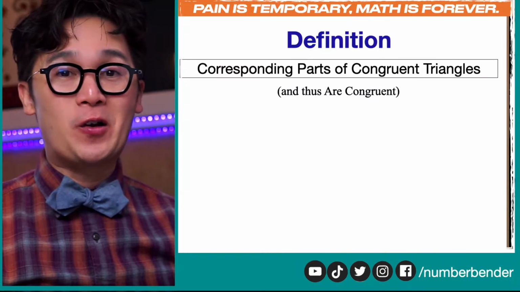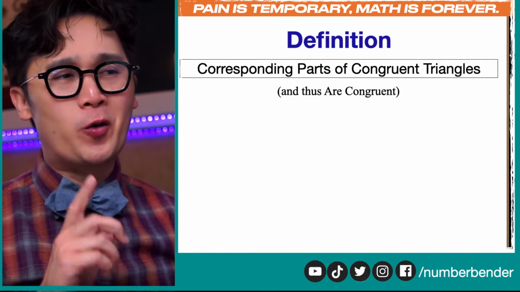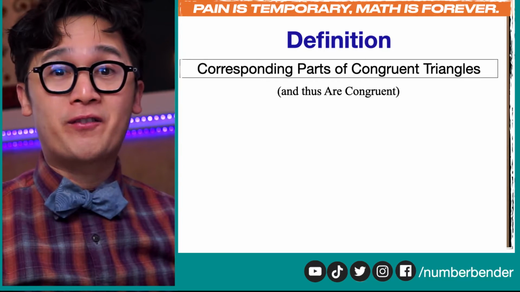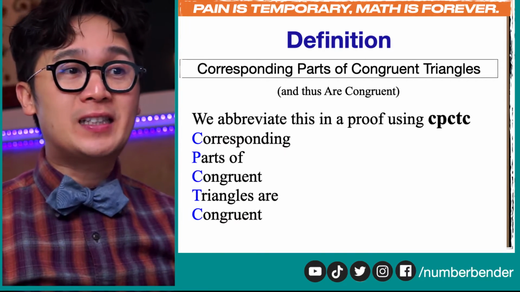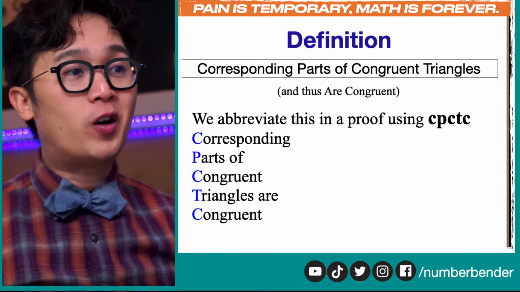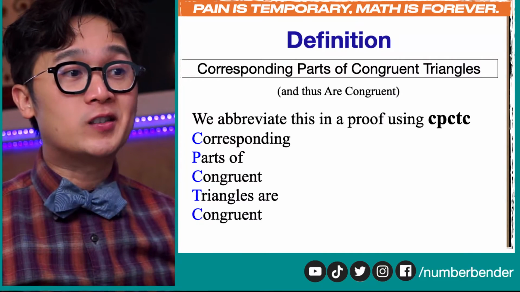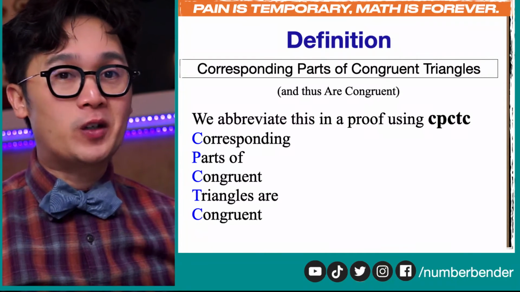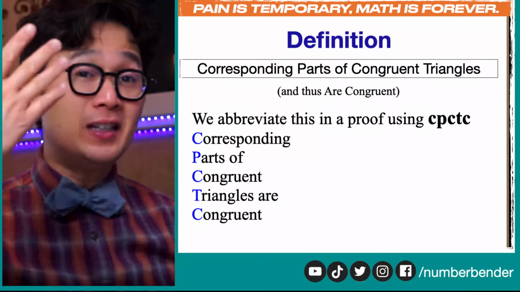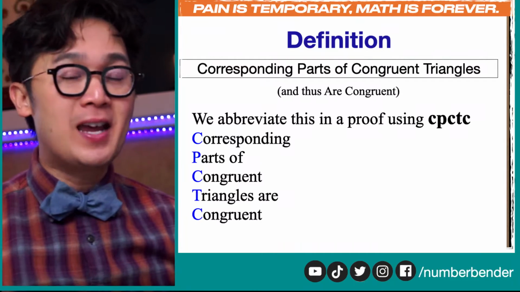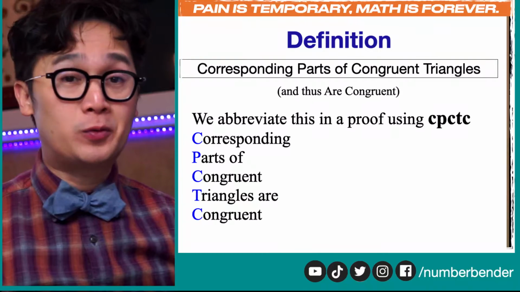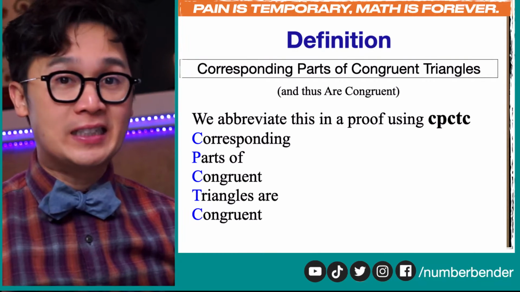So the next postulate or theorem that we're going to be using for today is called the CPCTC, or corresponding parts of congruent triangles are congruent, and this is what we're going to be adding to the list of theorems and postulates that we have used in the past to prove that two triangles are indeed congruent.